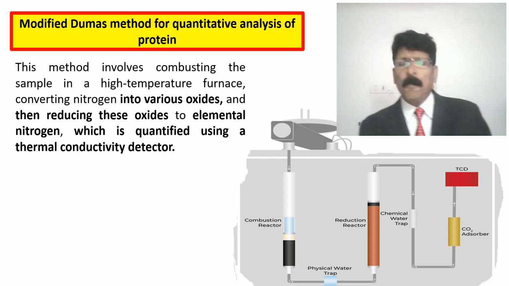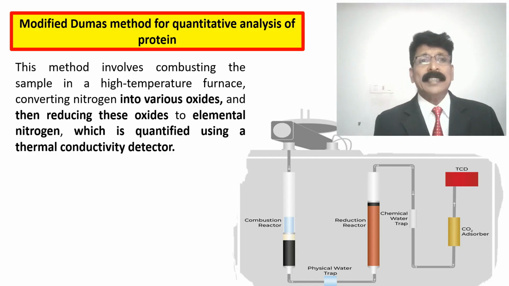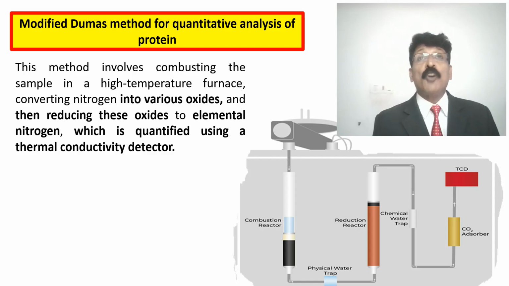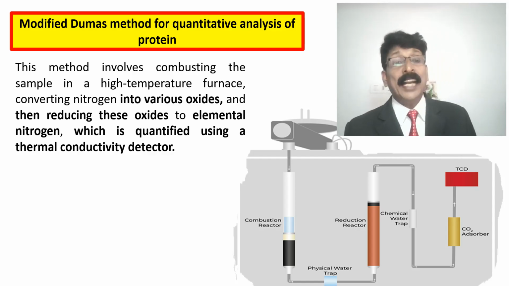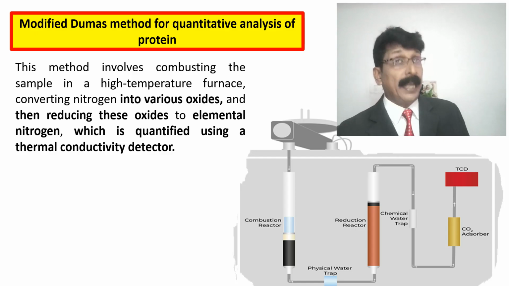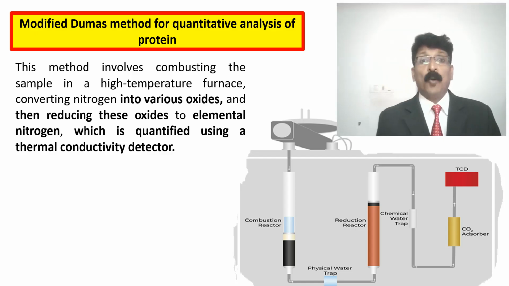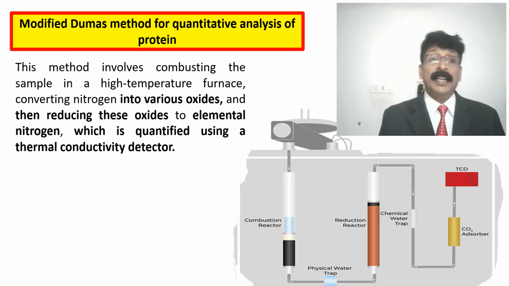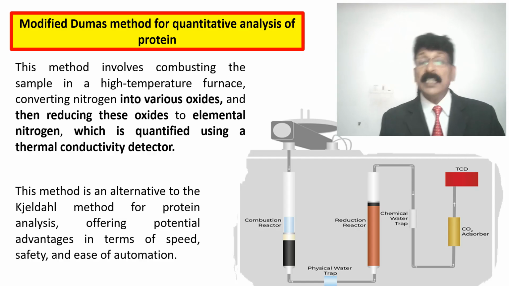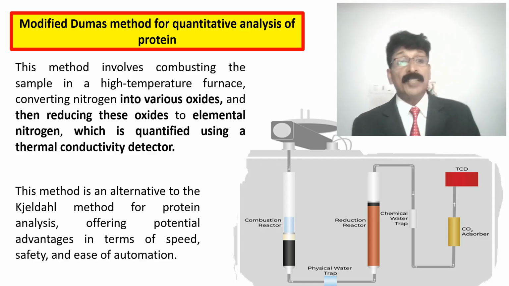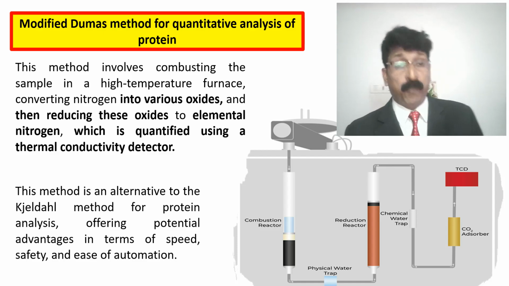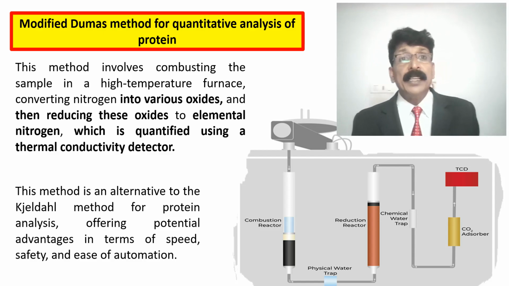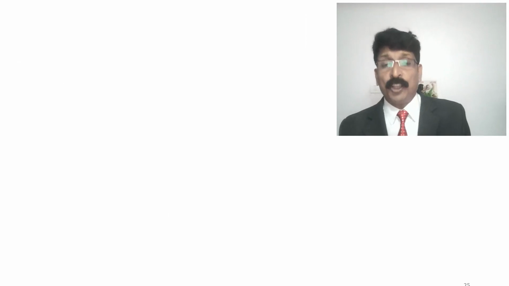This method involves combustion, burning the sample in a high temperature furnace as shown in the picture, converting the nitrogen into various oxides, and then reducing these oxides to elemental nitrogen, which is quantified by using the thermal conductivity detector, TCD. This method is an alternative to the Kjeldahl method for protein analysis, offering potential advantages in terms of speed, safety and ease of automation.